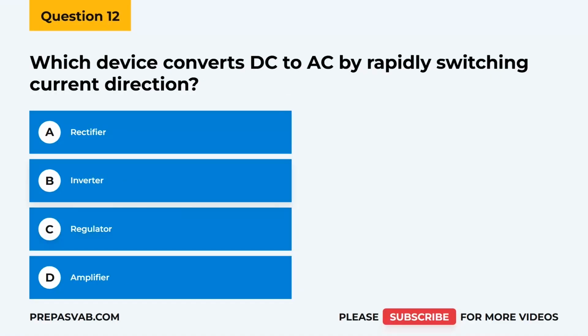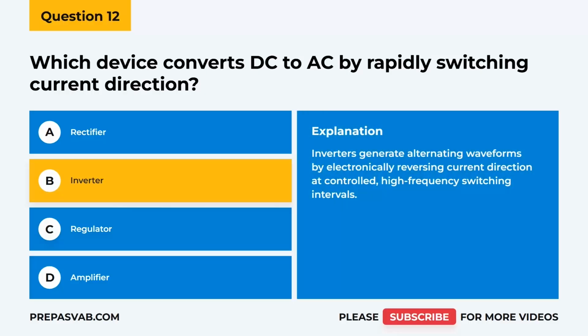Question 12. Which device converts DC to AC by rapidly switching current direction? A. Rectifier. B. Inverter. C. Regulator. D. Amplifier. The correct answer is B. Inverter. Inverters generate alternating waveforms by electronically reversing current direction at controlled, high-frequency switching intervals.